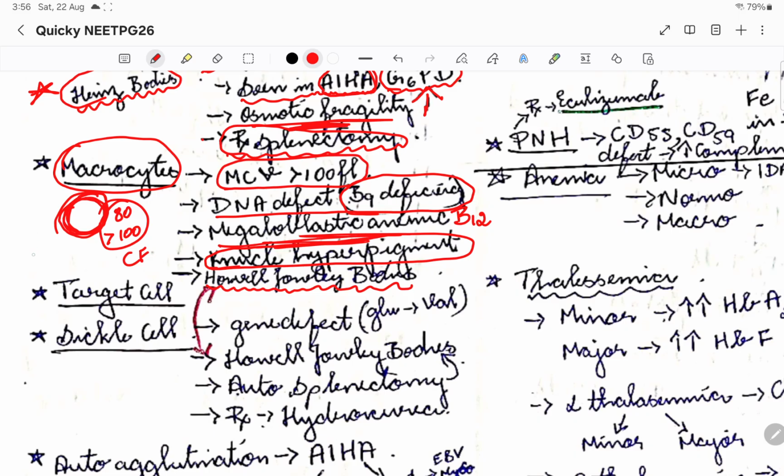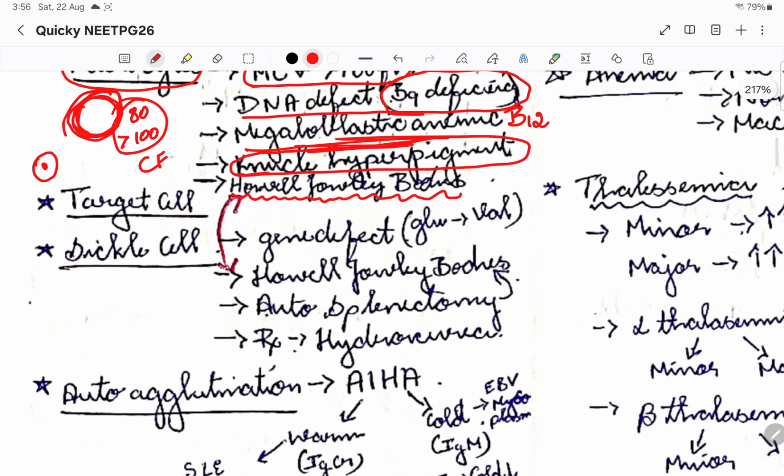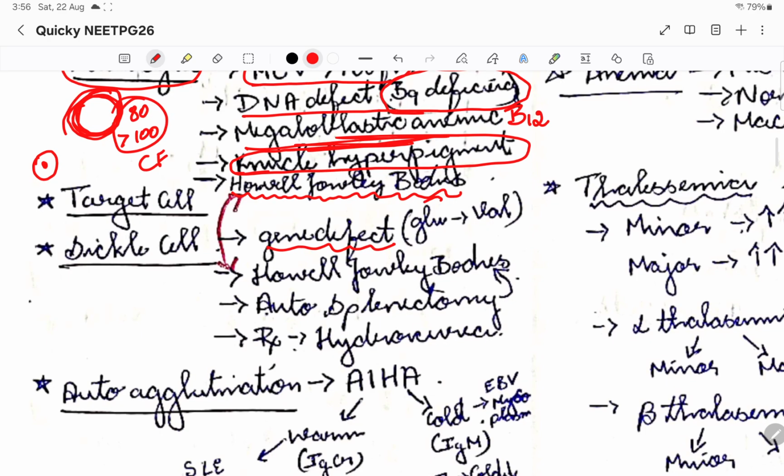Then coming to target cells. So this is how the target cell would look. Okay. That is all, everything you need to know. Need not know more about target cells. Okay. Then coming to sickle cell anemia, there is a gene defect, that is GLU to VAL. Glutamic acid to valine is what the gene defect is. So if glutamic acid is replaced by valine, that is when sickle cell anemia occurs.